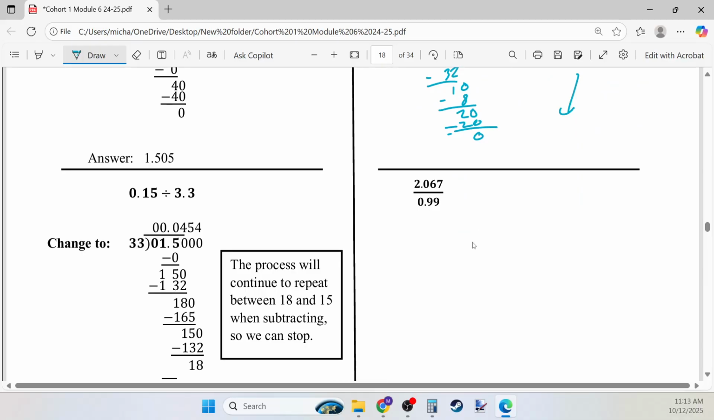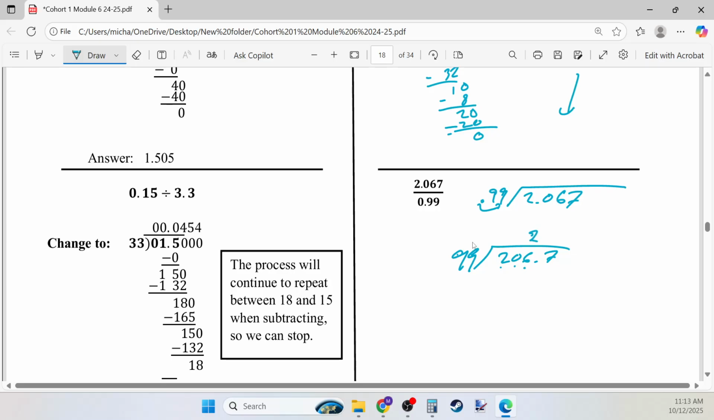Show you over here. This is 0.99 into 2.067. I'm going to move the dot over 2 places. This becomes 99 into 206.7. 99 doesn't go into 2. It also doesn't go into 20, but it does go into 206, and it does that twice.